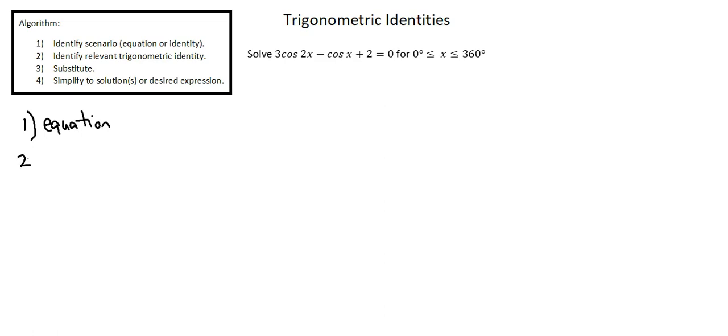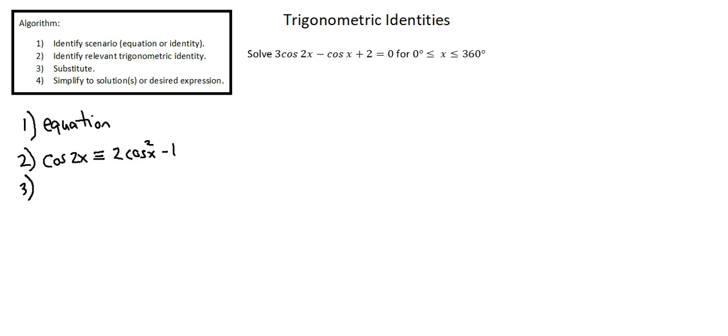Step 2, identify relevant trigonometric identity. We see cosine 2x and cosine x in the same equation, so we're going to use the double angle identity for cosine 2x that will result in some form of cosine x, and that identity is cosine 2x is an identity with 2 times cosine x squared minus 1.